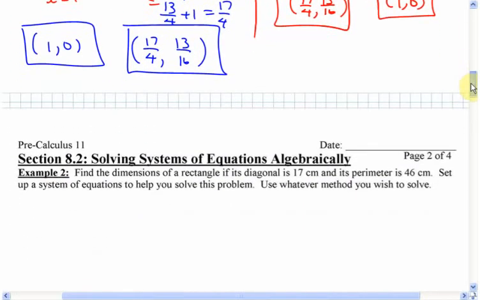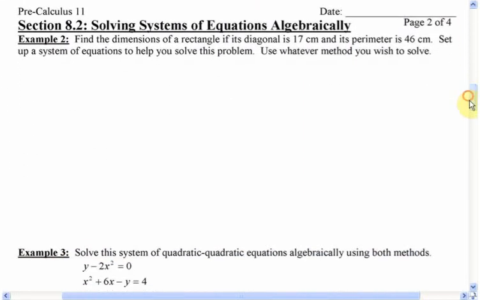Why don't you try the next question here? Now for this one, notice that you actually don't have the equations. So what I'm going to ask you to do is actually find the equation first, and then use whichever method you like to solve. Okay? I don't know if you like substitution or elimination, you choose. But before we do that, let's find the equations.